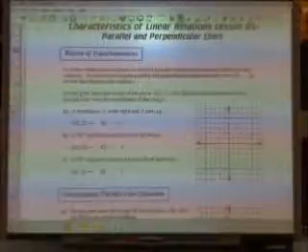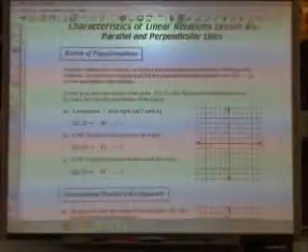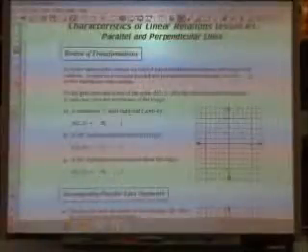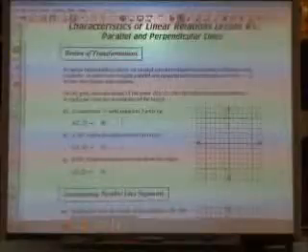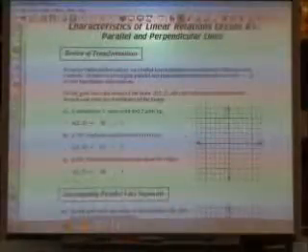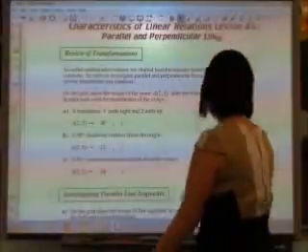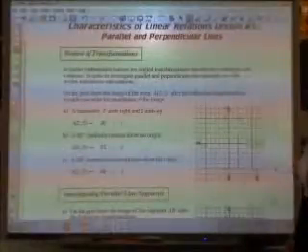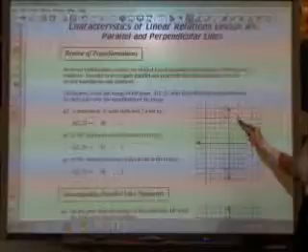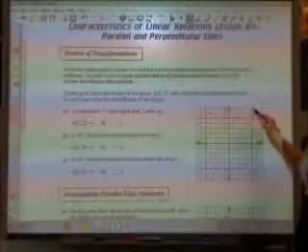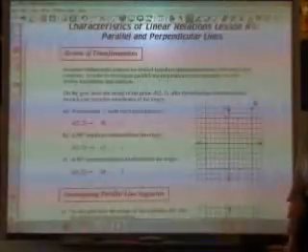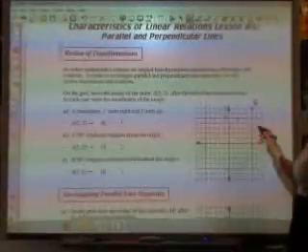Lesson 6, parallel and perpendicular lines. So we're going to review the idea of some transformations. If I take a point A that's at 2 and 5, and I've translated 3 units to the right and 2 units up, where will it be? 5 and 7.